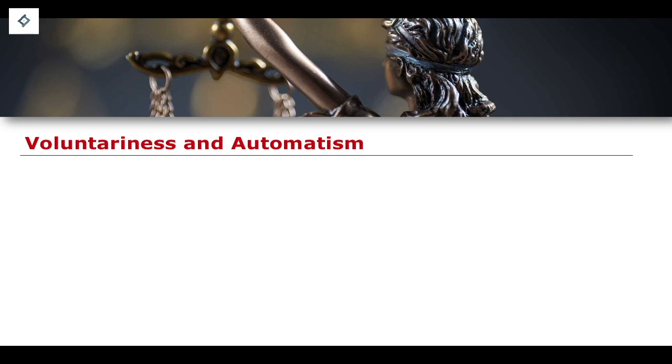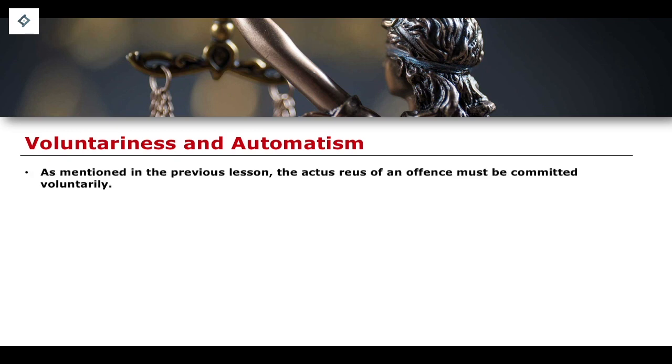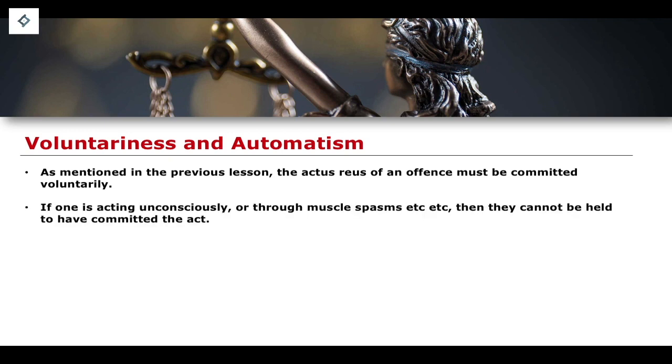When we talk about voluntariness and automatism, on the other hand, we have this other issue that we have to deal with, because as mentioned in the previous lesson, the actus reus of an offence must be committed voluntarily, okay? And so if one is acting unconsciously, as we mentioned in previous lessons, through muscle spasms, etc., then they cannot be held to have committed the act in question, okay? It has to be done voluntarily, and this gives rise to the question of automatism.